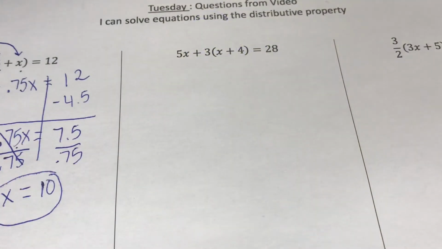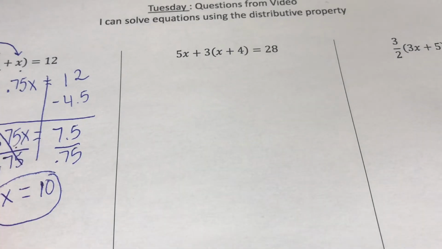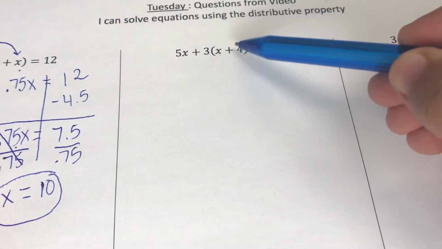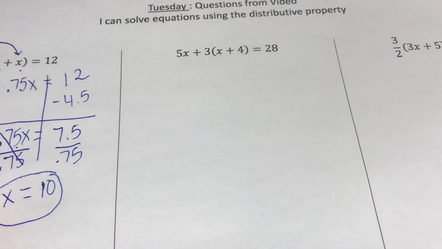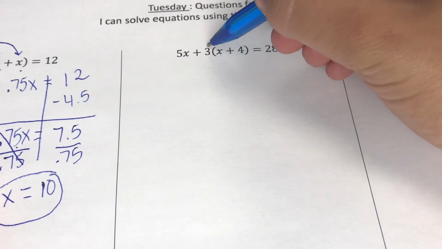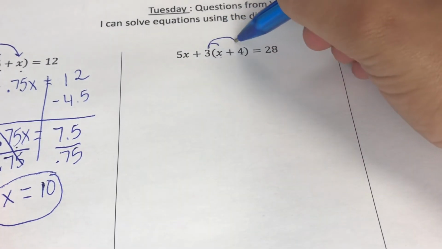Our second problem is 5x plus 3 times x plus 4 equals 28. So again, we're working distributive property. We distribute when we cannot add or combine what's inside the parentheses. If you guys see here, we cannot add x plus 4 because they are not like terms. So now we're going to distribute the 3 that lies in front of it.